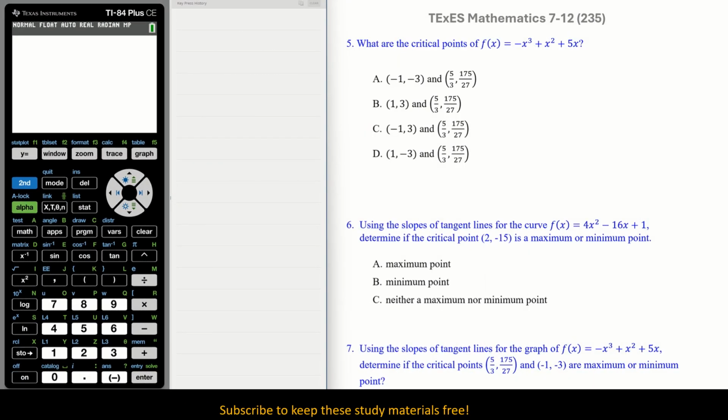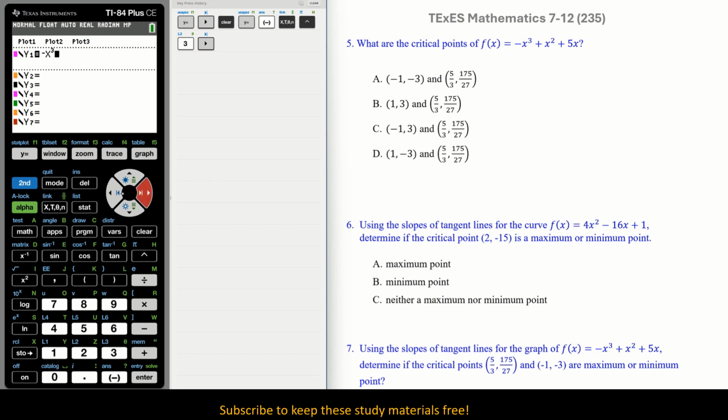Number 5, what are the critical points of f of x equals negative x to the third plus x squared plus 5x? Okay, sure, we could find the first derivative. I'd rather graph it first and see what's going on. So let's go to our y equals. I cleared it out. So now we need to enter our function, negative x, caret up the 3.